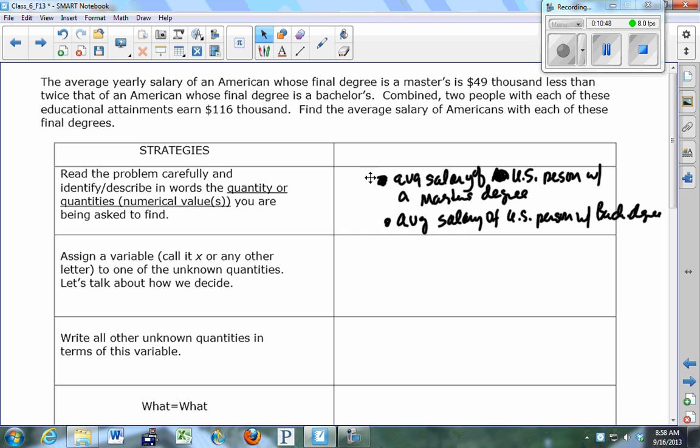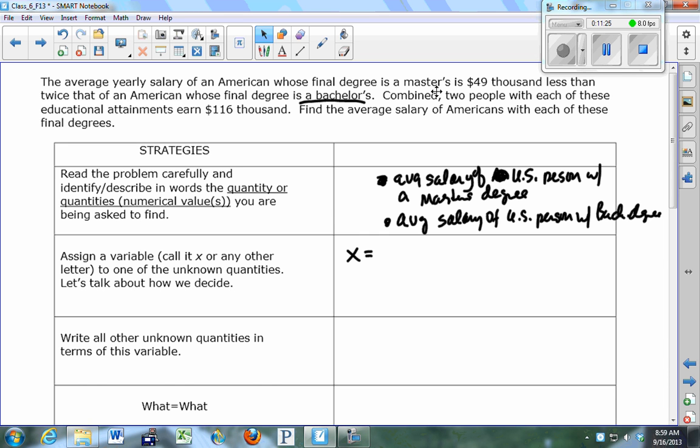So we go back to our original sentence, the very first sentence, when it says that if your master's, the average yearly salary when you have a master's degree is, and they're talking about the master's degree in terms of how it relates to the bachelor's degree. So the master's degree is being described as some type of expression that depends on your bachelor's degree. So you let your bachelor's degree be your x.